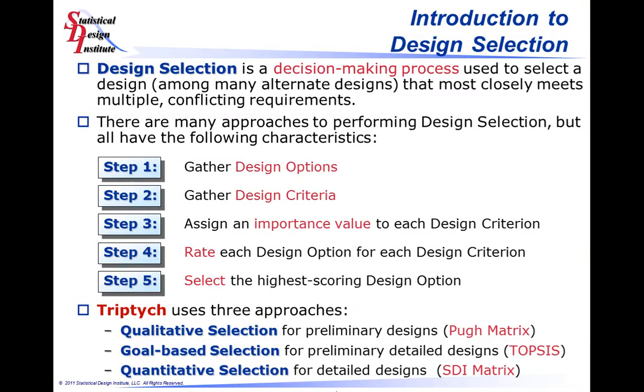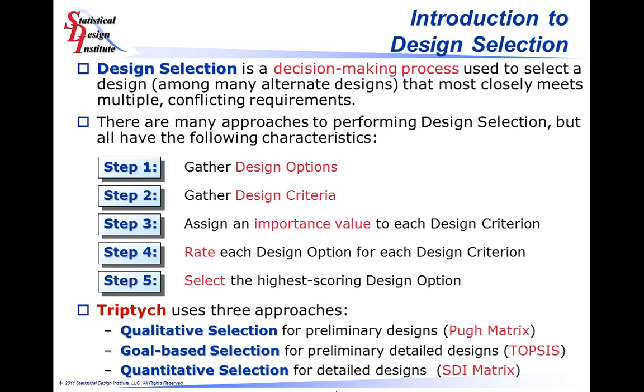So in design selection, the general purpose of this topic is to make a decision among the various designs or various alternatives or options that are available, as to which approach most closely meets your various conflicting requirements that you may be dealing with. There are many different approaches that are available for performing design selection, but generally they have the following characteristics.